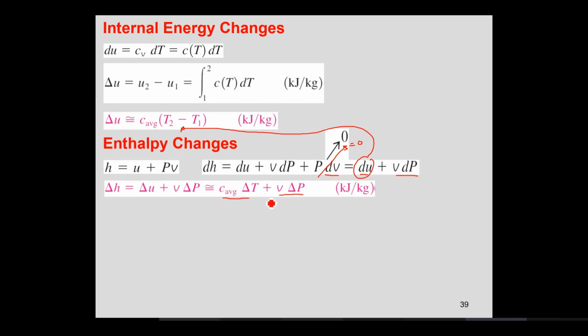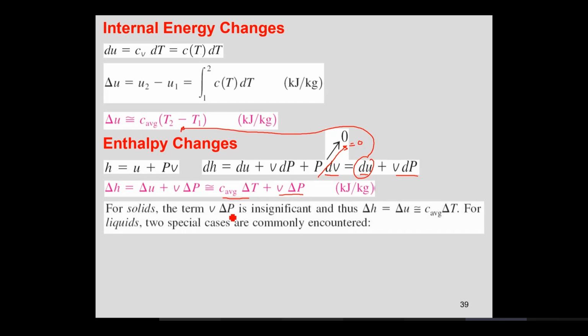Now, for solids, you essentially have the V delta P term, which is very insignificant. The change in specific volume is very small. So the V delta P term essentially becomes insignificant, and delta H is equivalent to delta U in case of solids, which is approximately equal to C average delta T for solids.